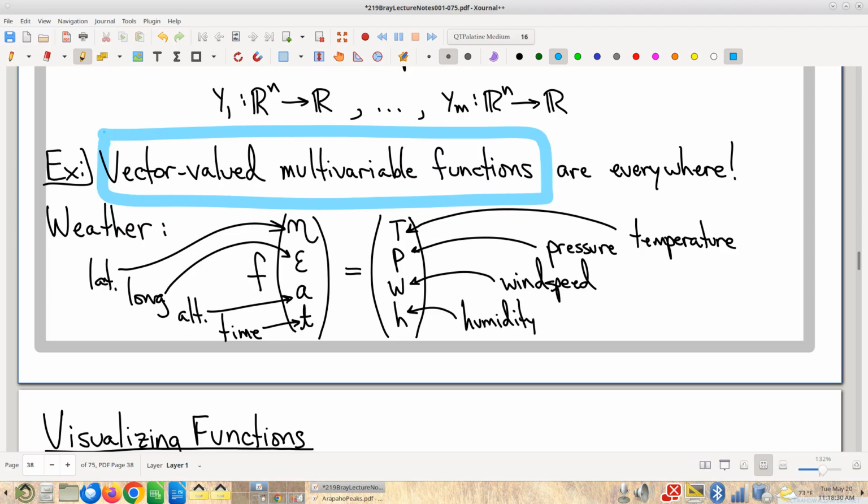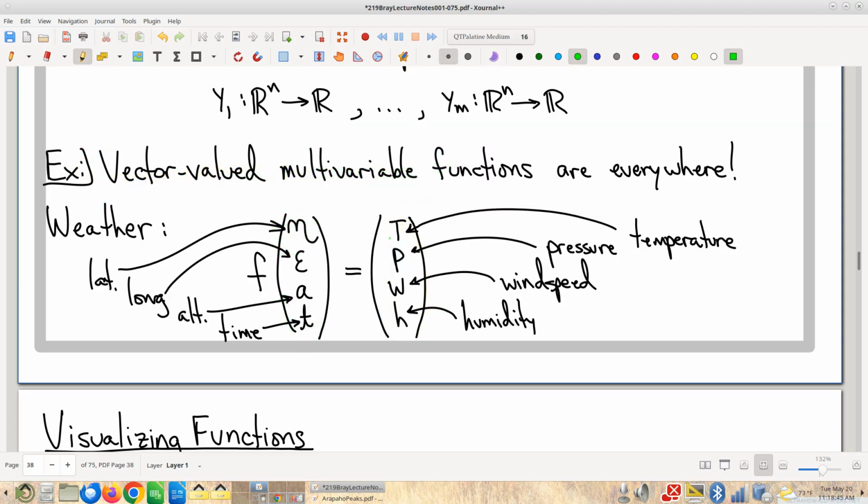Let me do it like this. Vector valued multivariable function. Okay. So that's kind of what this course is about, studying the calculus of vector valued multivariable functions from different points of view. And it's important to observe that they're everywhere.